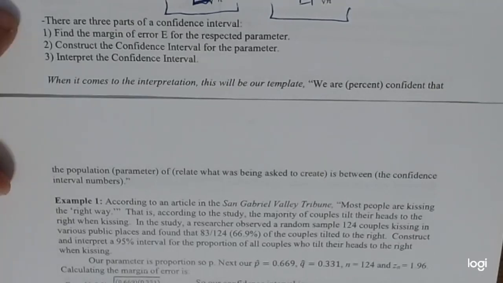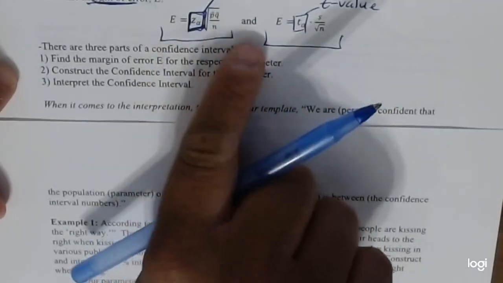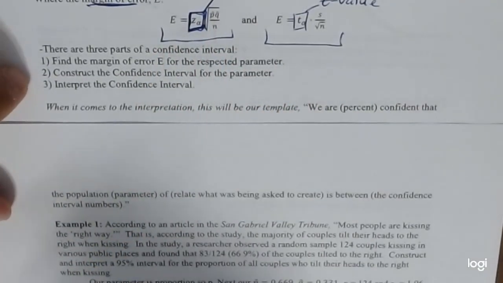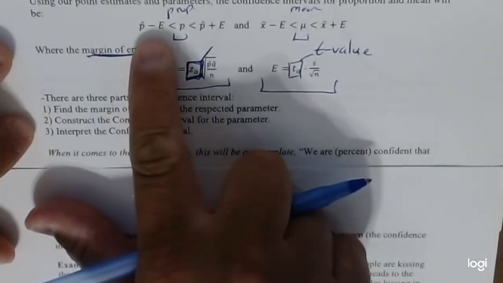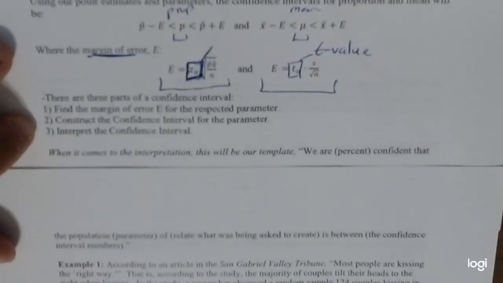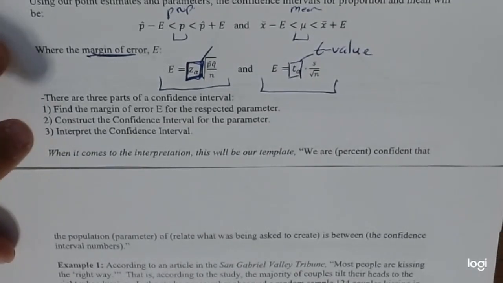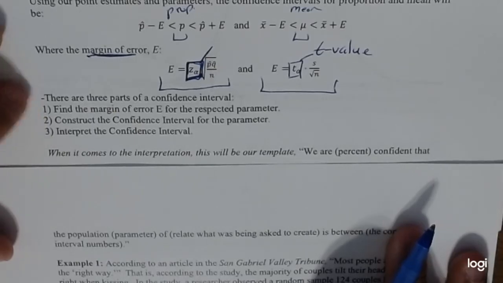So there are three parts of a confidence interval. That's finding the margin of error respectively, so finding this number itself, depending on which situation we're in, okay? Next thing is actually constructing, meaning finding these two numbers, so adding it and subtracting it respectively to its estimated mean. And then lastly, the most important thing is interpreting your confidence interval. In other words, you're writing a sentence based on what it actually means. So what does this confidence interval actually mean to the question?